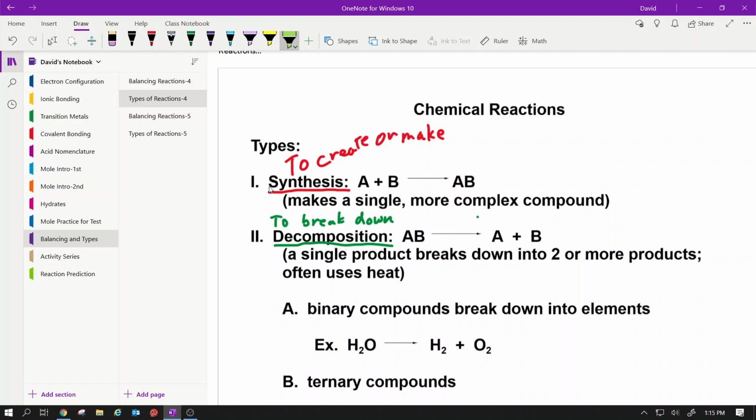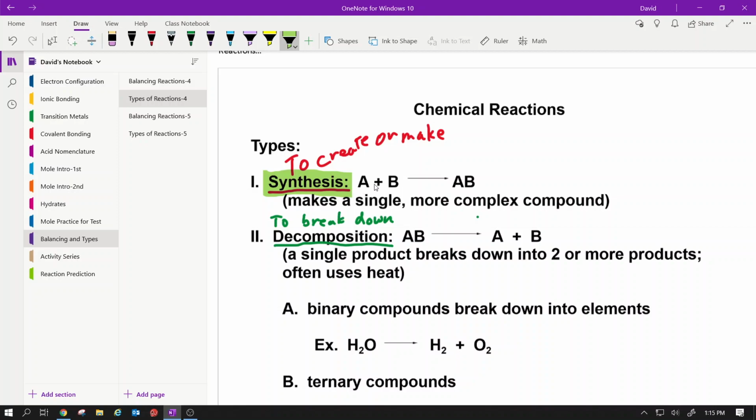Some of you have referenced that you're not quite sure what the different types are or what they mean. The first one that we're going to talk about is synthesis, and you should have a copy of these notes already. If you look back in your notebook, you should have this. Synthesis means we're going to create something, okay?